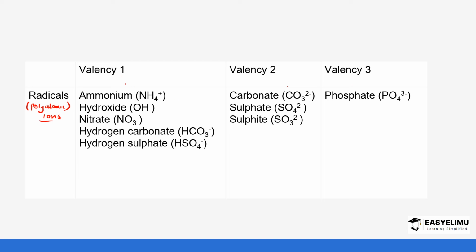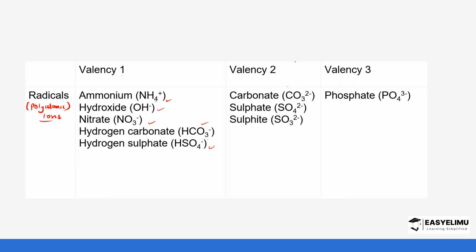So we have the polyatomics that have a valency of 1, that is the ammonium ion, hydroxide ion, nitrate ion, hydrogen carbonate, and hydrogen sulfate. And you will notice there are some polyatomic ions that have a 4 like values at the end. We are going to talk about what you're going to do with these values.